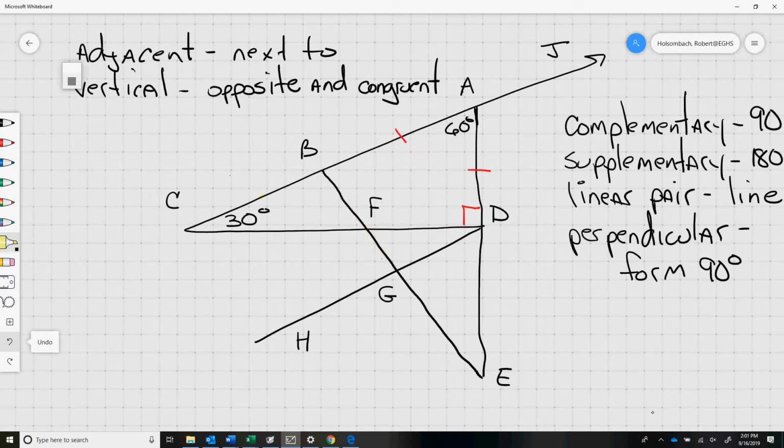Those were 2 angles. Now 2 obtuse vertical angles. Obtuse vertical angles would be BFD and CFG. Very good. Those 2 angles are opposite of each other and they're greater than 90 degrees. Hopefully this is helping you see angles better.